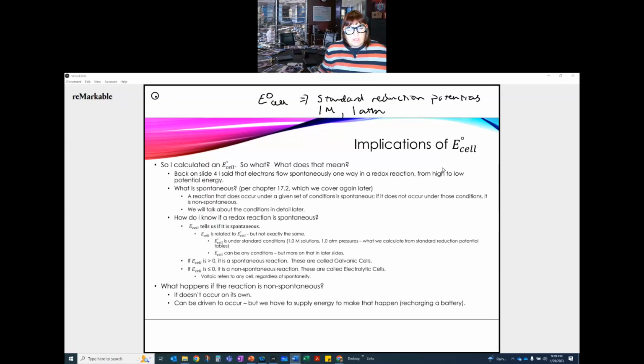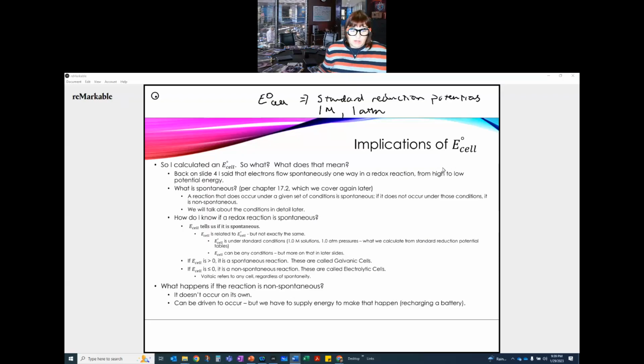All right? Now, E cell is not the same. It's related to the values that we would calculate under standard conditions, but we don't necessarily have the correct values. So it's not 1 molar or 1 atmosphere. Okay? It's going to be slightly different. And E cell can be anything, just like we've seen before. We're really dealing with a Q situation rather than a K situation.